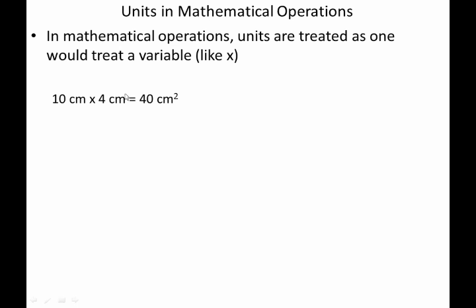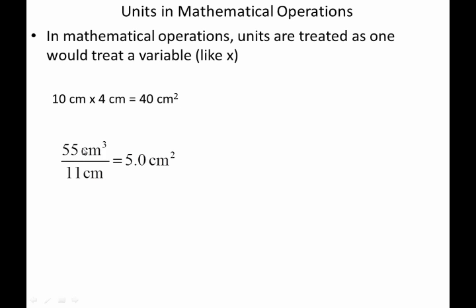So in other words, if I have 10 centimeters times 10 centimeters, not only do I multiply the 10 times the 10 to get 100, I also have to take centimeters times centimeters and get centimeters squared. Right? This means that we now have a unit of area, not a unit of distance. So what our units are have actually changed.